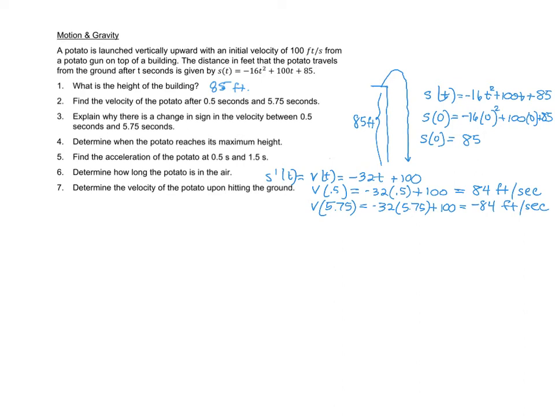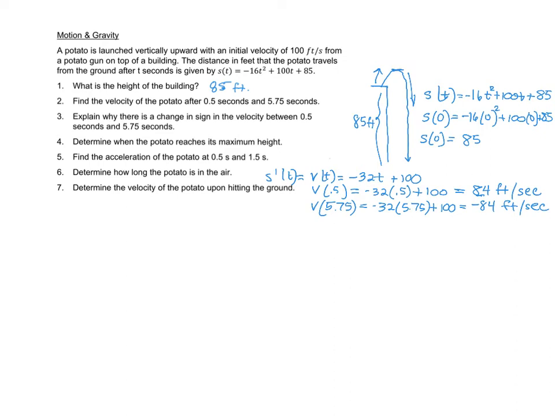Well, we know that a positive velocity means it's going up, and a negative velocity means it's going down. So somewhere between 0.5 and 5.75, it reached the top of its height and then started coming back down. So let's try to find out when the potato reached its maximum height. How would we do that? How would we find out when the potato reaches its maximum height? Well, what happens at the top here?